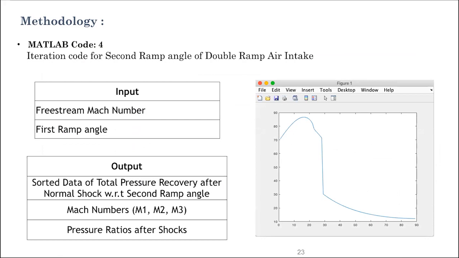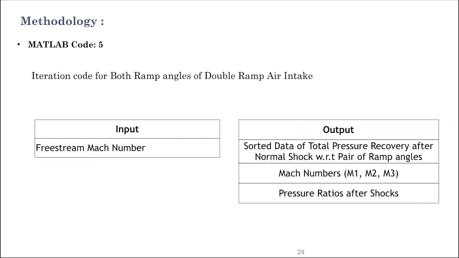So for a double ramp system, we can iterate the code for the first ramp and the second ramp. This code is iterating for the second ramp, and the fifth code iterates for both the ramps. For every ramp angle 1, there will be 90 ramp angles 2. So we'll get a 90 by 90 grid or matrix, and we can find the highest set of values, like x comma y, which will give us the highest total pressure recovery at the end.